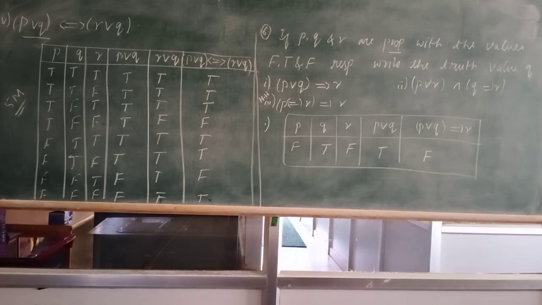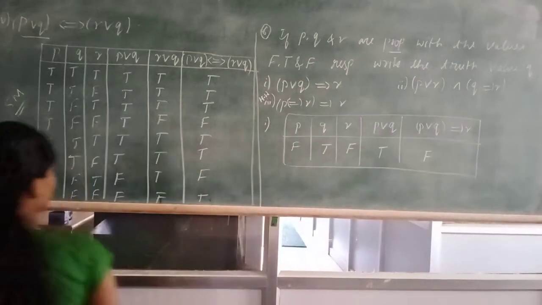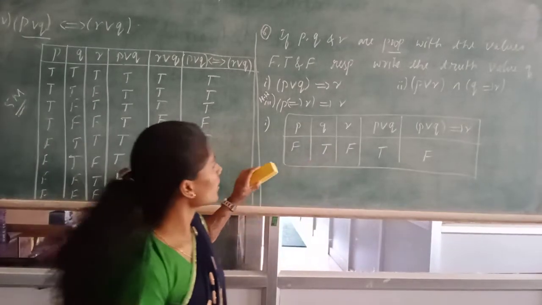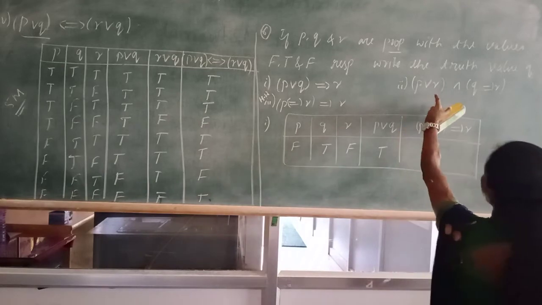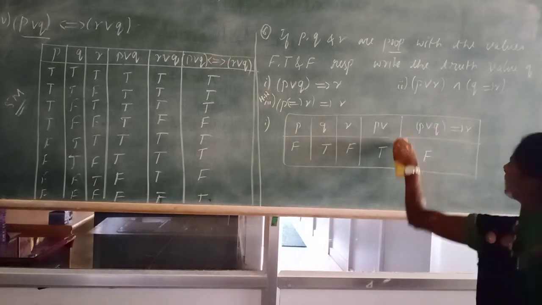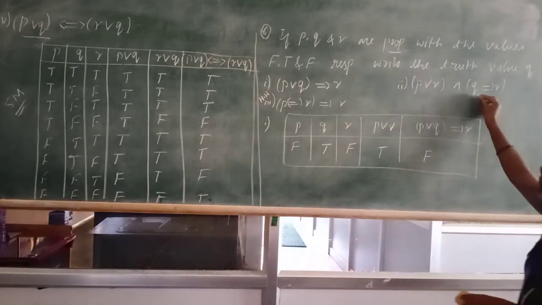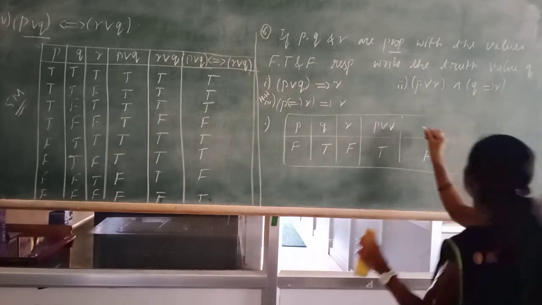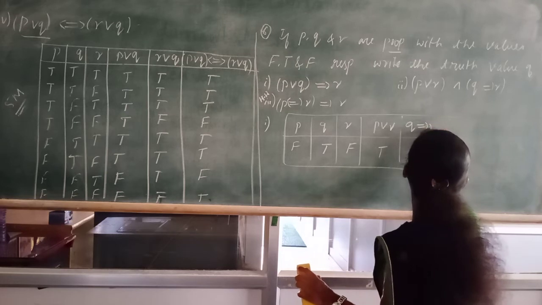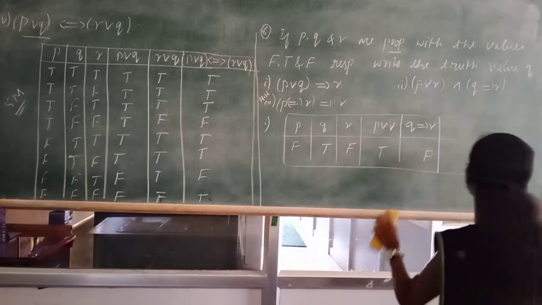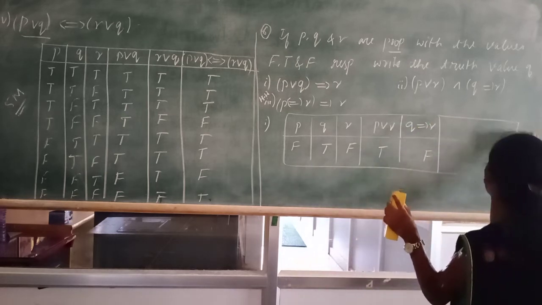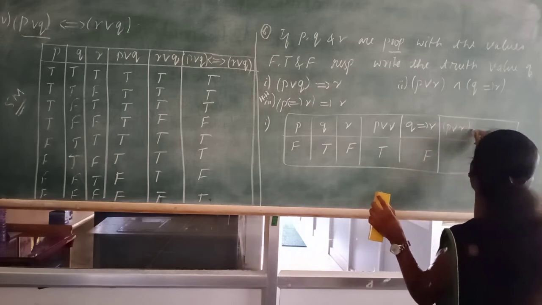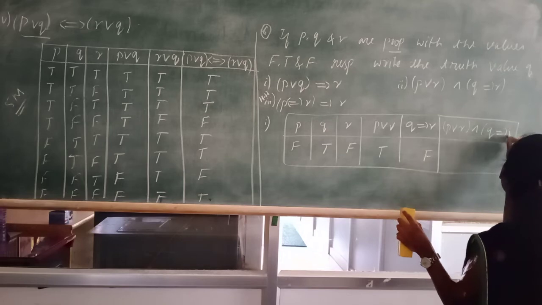Okay, now next go for second problem. I will show in this video, in this problem only. So first is P ∧ R. And the second one is Q implies R. And the third, the last column, is what? P ∧ R and Q implies R.